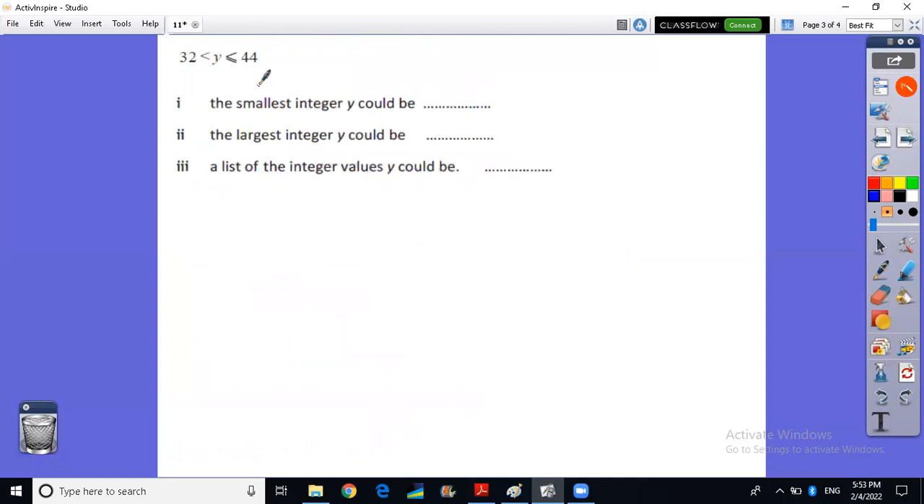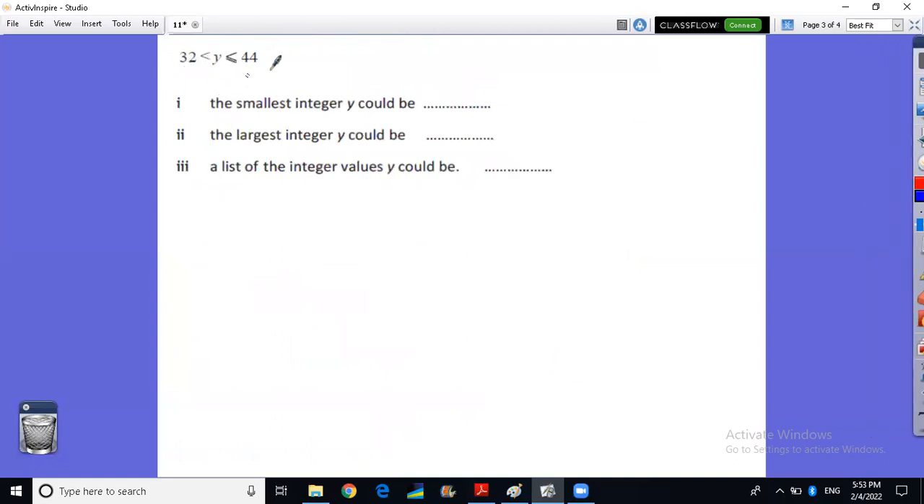All right, the next page here, I've given you an inequality, and the inequality says that y is greater than 32. Did I say y is greater than or equal to? No, it is only greater than 32. It cannot be equal to 32. And it says here also that y is less than or equal to 44. Okay, let's continue. What is the smallest integer y could be?